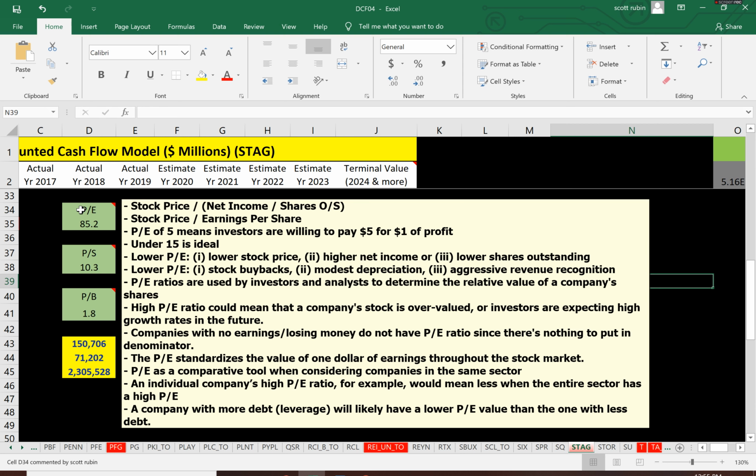In my phone I have a ton of notes and everything, and I always keep adding to it. So I just kind of pulled my notes and put it into my spreadsheet, so it's easier for me to convey the info. But generally, for a PE, I want to see 15 or less. That's considered a strong PE.